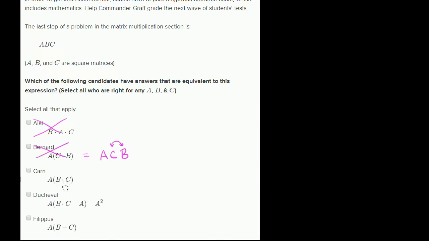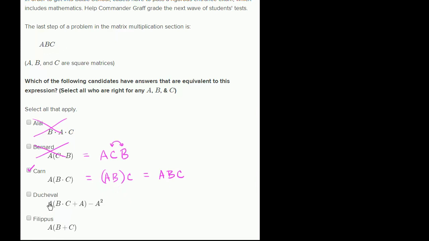A times BC. So we've already seen matrix multiplication is associative. So this is the same thing as A times B times C, which of course is the same thing as ABC. So what Karn has right over here, that is right. That is equivalent for any square matrices A, B, and C. That is equivalent to ABC.